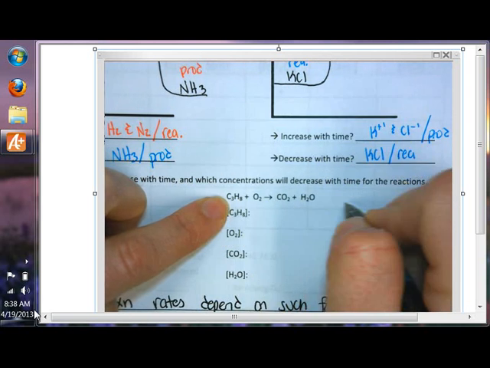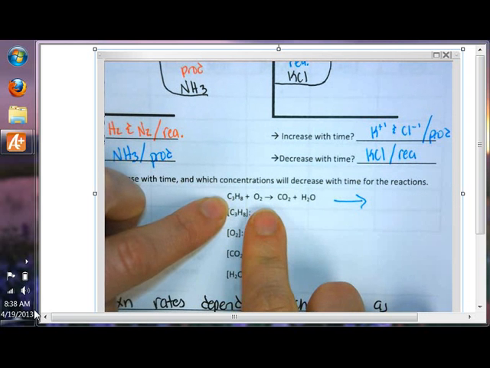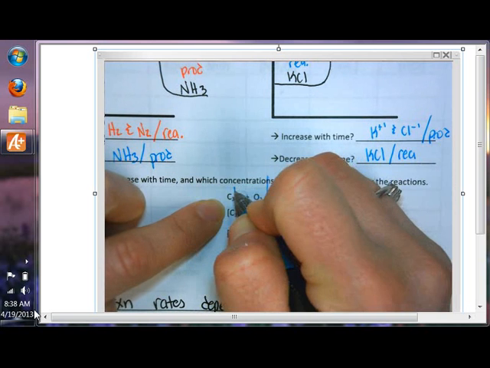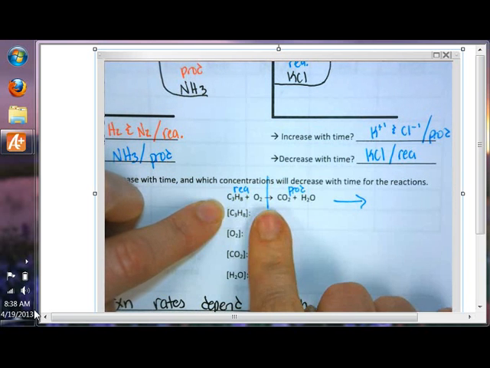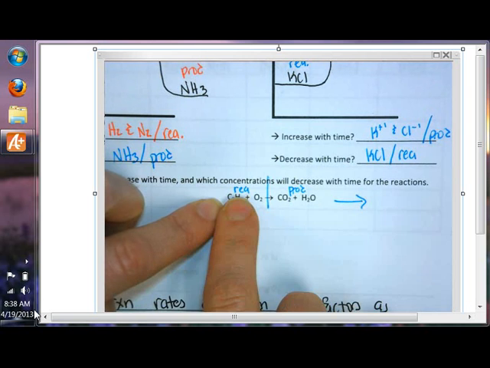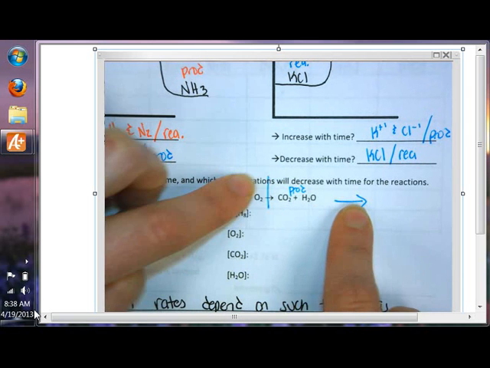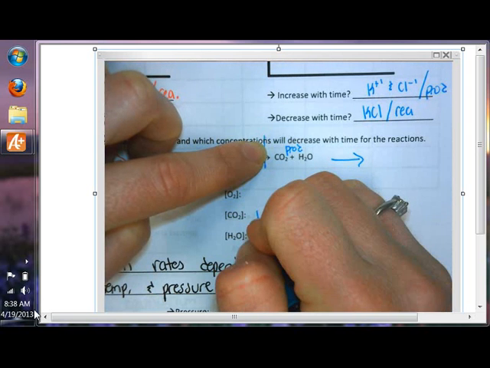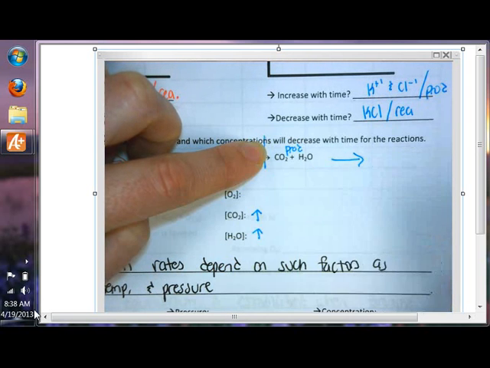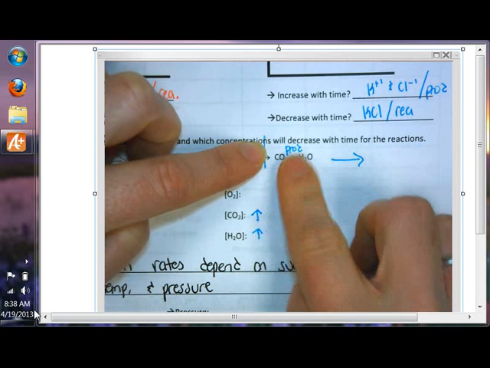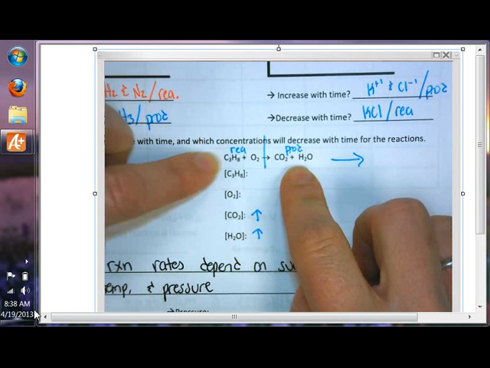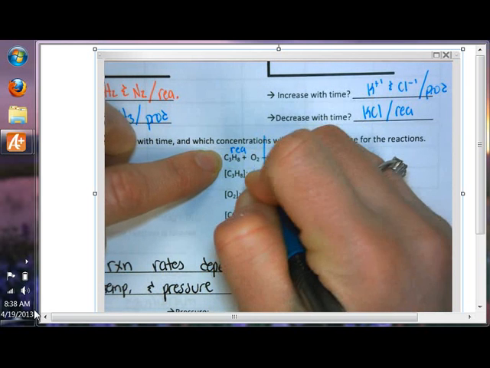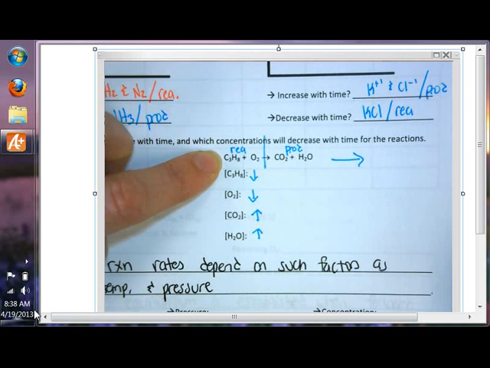Same thing here. This is not at equilibrium. Notice it's just the forward reaction. So these are my products, and on the left is my reactants. As the reaction's happening, as it's progressing from left to right, I'm getting more of my product. Okay, it's being made. So I'm getting more carbon dioxide and more water. And at the same time, if I'm getting more of my product, that means I'm getting less of my reactant. So oxygen is going down and C3H8 is also going down.